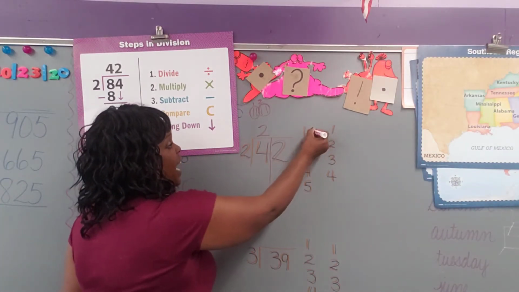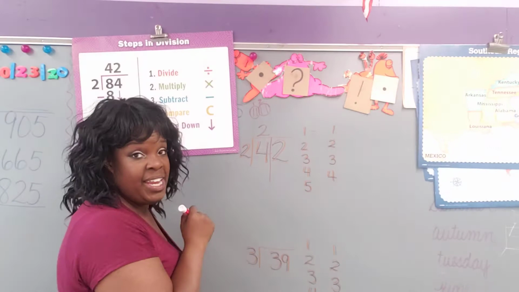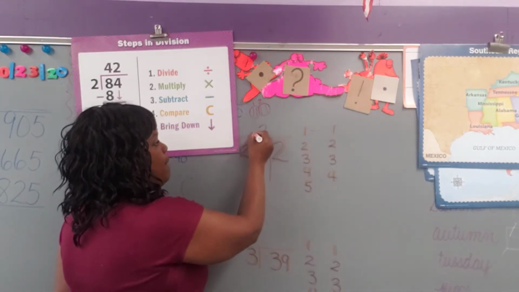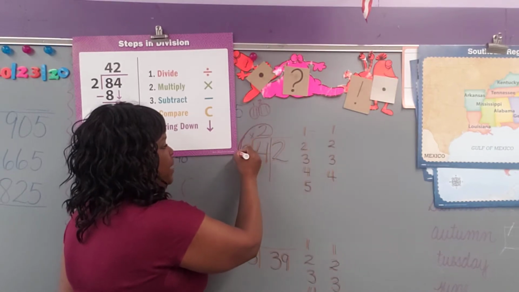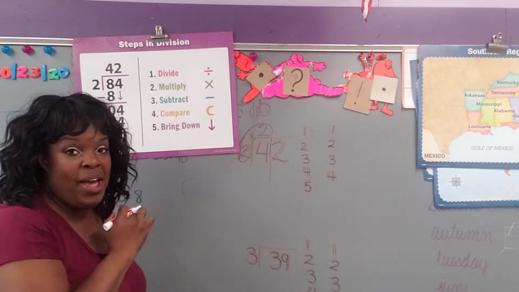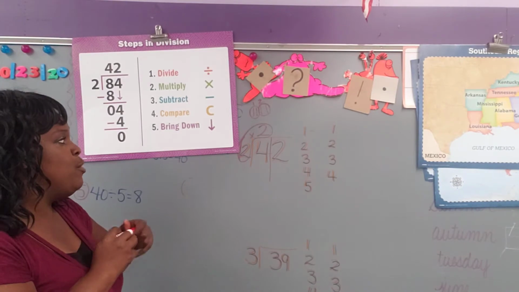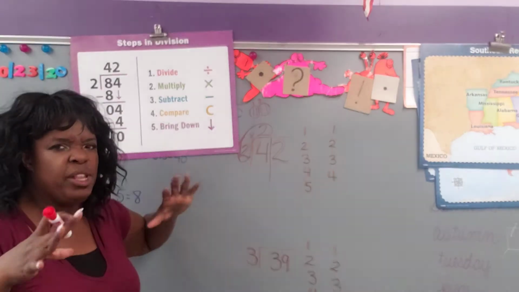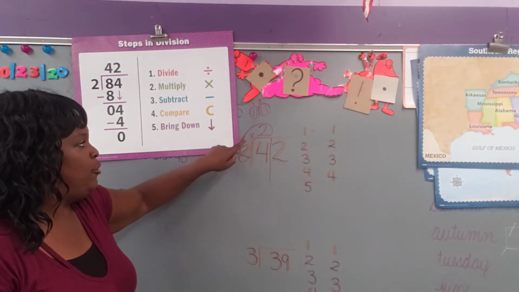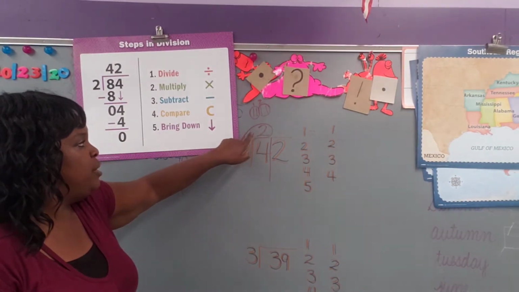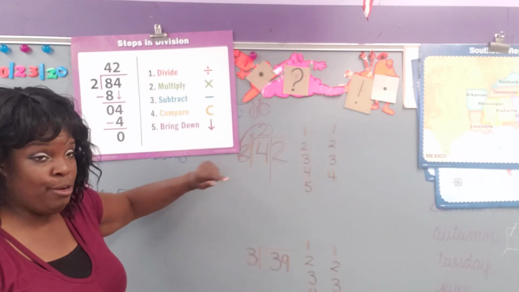After I divide and write my division sign, then I have to multiply. I multiply my numbers in my pickle. That's why Miss Monroe has us draw the pickle so that we can remember which numbers to multiply. Once we learn that, we can get rid of the pickle, but until then, we're going to keep the pickle so we'll remember that we multiply the 2 times the 2, okay, our outside numbers.